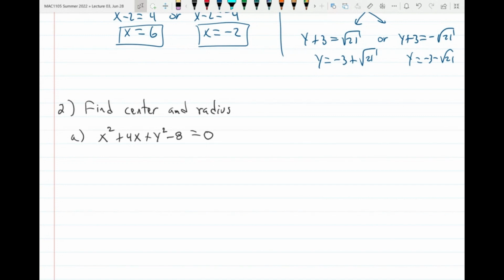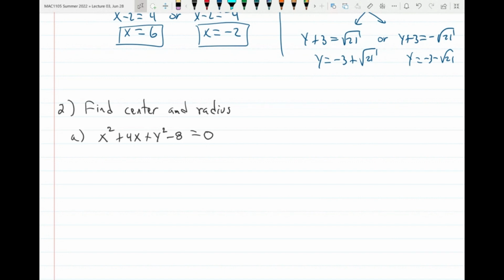So the idea is that we kind of want to backtrack this process. In other words, we want to write this in the standard form, because once you write it in standard form, you can easily see the radius and the center. Okay. And what technique do you think we're going to use to go back to the previous form? We complete the square. Okay? That's why we needed to discuss completing the square.